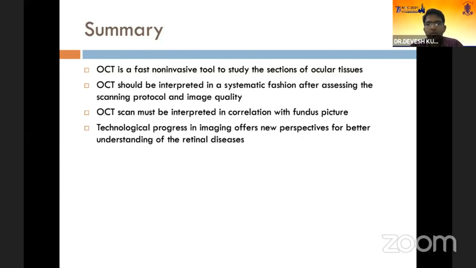OCT scan should be interpreted in correlation with the fundus picture; from an isolated OCT image, we cannot make out the diagnosis. And the technological progress in OCT imaging is offering these days newer perspectives for better understanding of retinal disorders. Thank you.